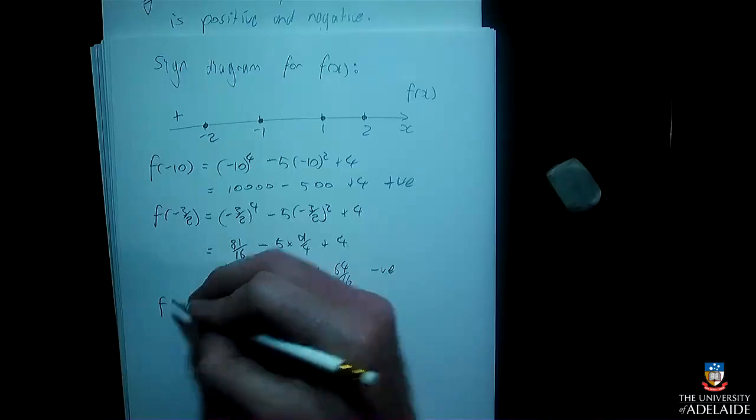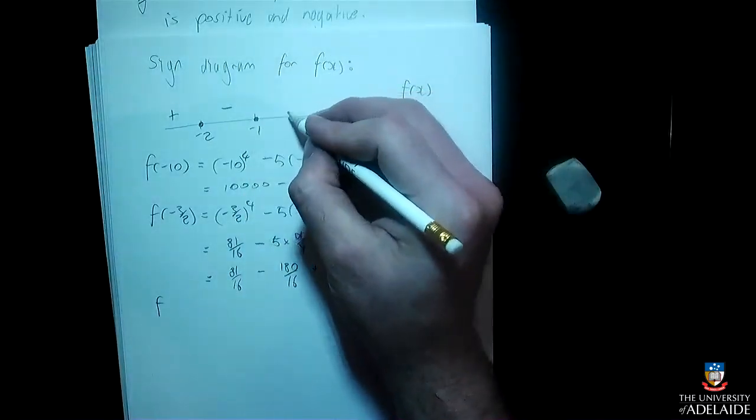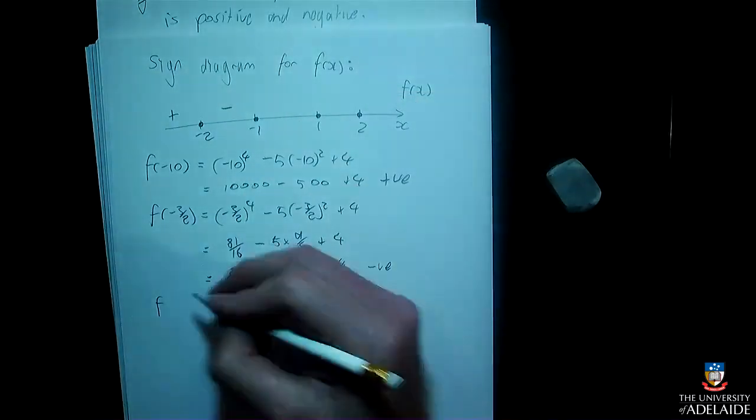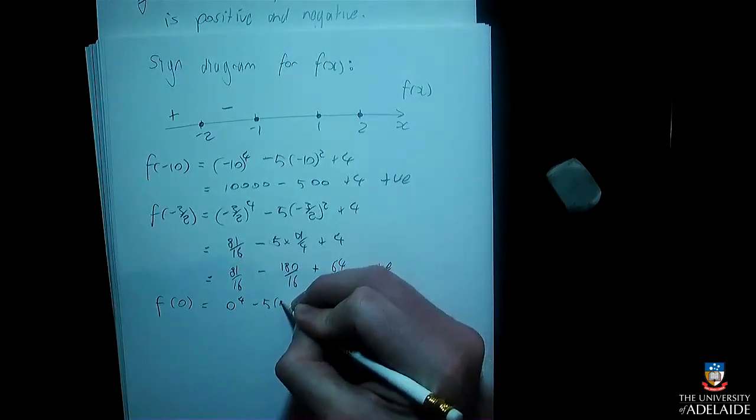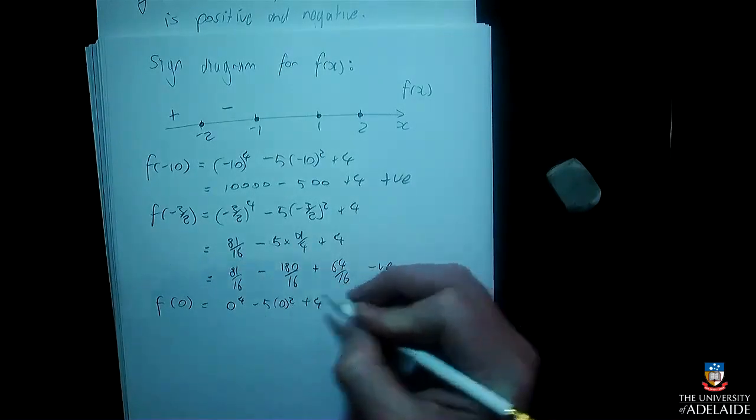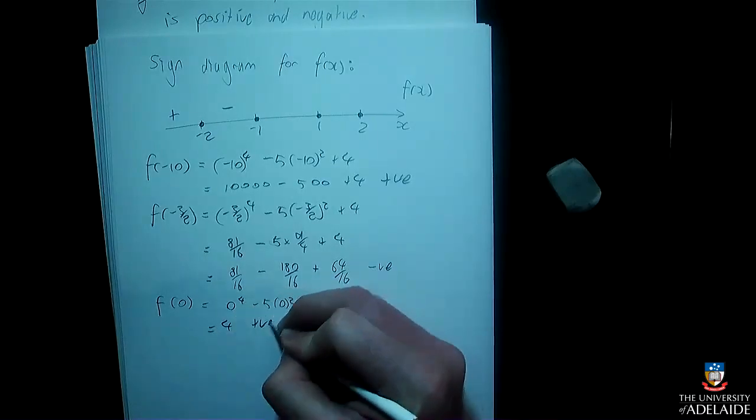Okay, so that's negative. This zone I need to pick a number in there. 0 is a really good number in there. f of 0 is 4 times 5 times 0 squared plus 4, which is positive.